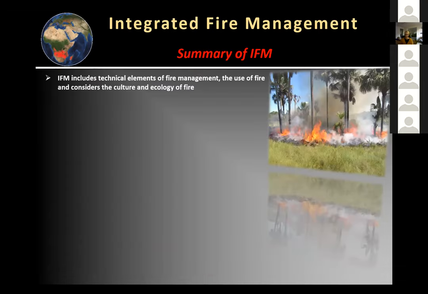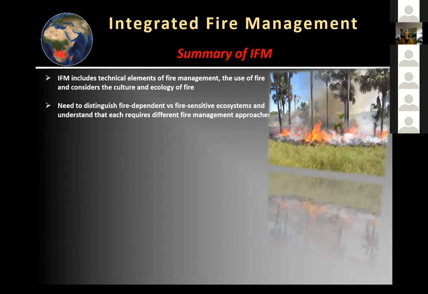So in summary, integrated fire management includes technical elements of fire management, but also the use of fire for rural people, and it considers the culture and ecology of fire. But we still, of course, need to distinguish fire-dependent versus fire-sensitive ecosystems, and understand that each requires different fire management approaches.